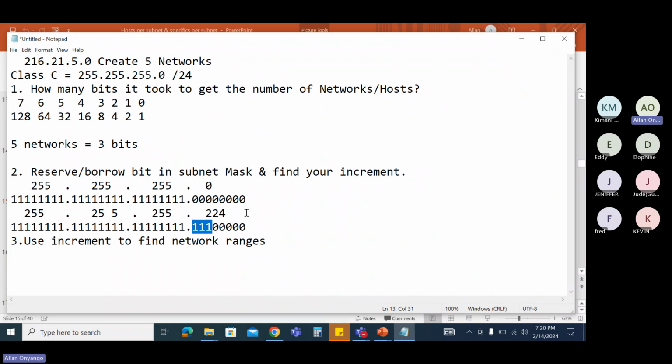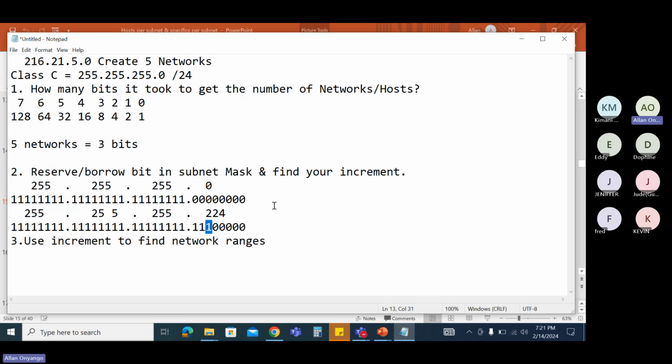Our only remaining role in step two is to find the increment. It's very simple to find the increment. You look at your new subnet mask, this one, and you ask yourself one question. You can see the subnet mask is made of continuous ones and continuous zeros. Look at the last one bit, where the ones are ending. Which number does it represent in 128, 64, 32, 16, 8, 4, 2, 1? It represents 32, because the first one is 128, 64, 32. That one is your increment: 32. Are we together?